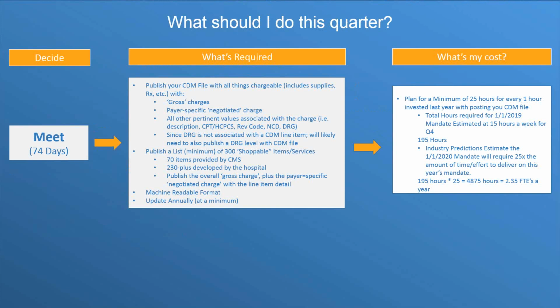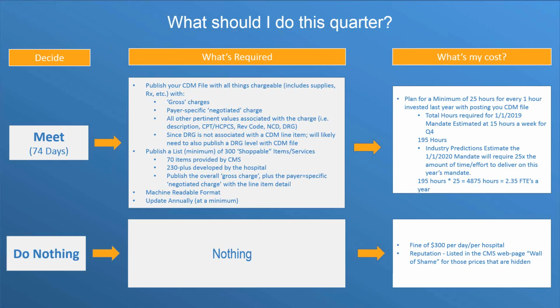So CMS's current rules outline 2 specific files that are going to need to be published. The first is your list of standard prices, or in other words, your CDM file with some updated information, and a list of shoppable services. So for planning purposes, we have estimated you take your time from last year to just post your CDM file. For every hour spent, you probably should plan on about 25 hours to go through your payer contracts, organize all the data, do all the calculations, to calculate the information out for these 2 specific files.